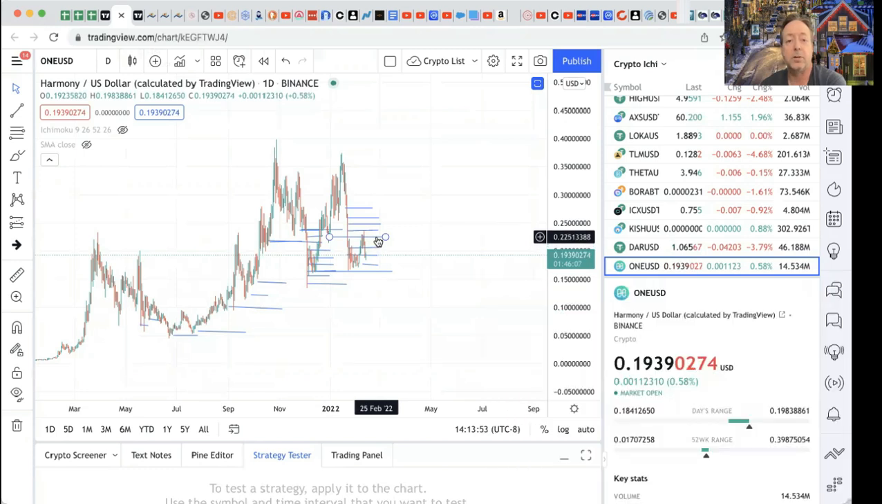So 0.225, 0.239, 0.249, 0.2626, and then roughly around 0.2758. If it bounces back to 0.2758, that's when I would take profit, or I would take profit at any of these other points right here.